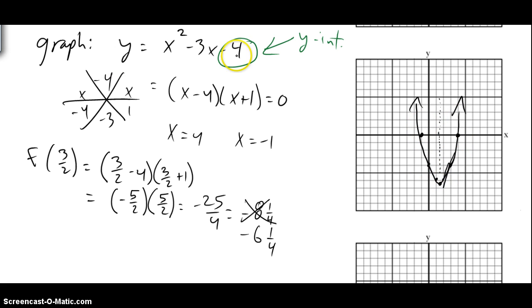So that's graphing. We factor it first. We have our two roots, and then go from there. When this b term is odd, the vertex goes through a fraction. So this got a little bit more complicated, but sometimes that happens.